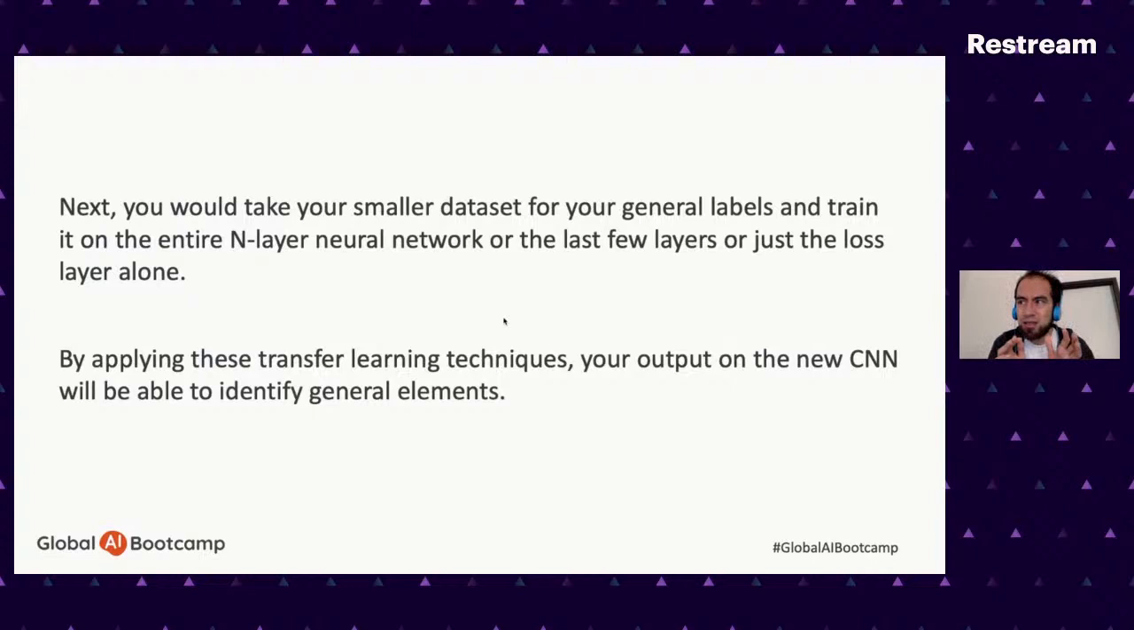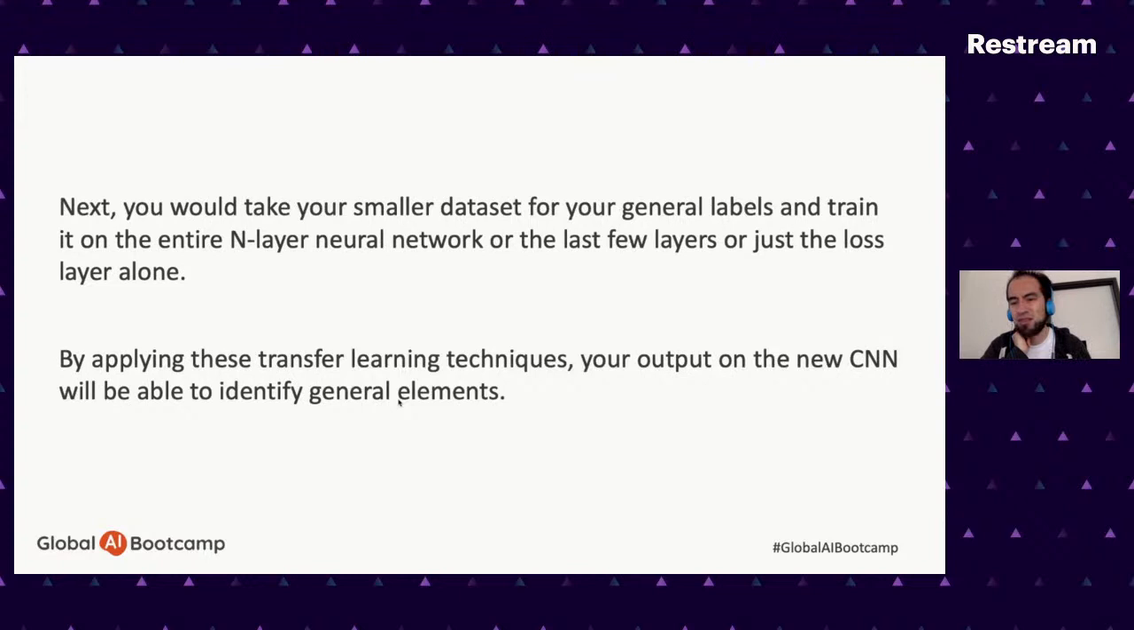Yes. So we don't need a lot of images for this new task. Yes, the images are related with the domain, and also the task is similar. But this new process will reuse the neural network that was created before. Okay, and we just replace the loss layer. The output will be a new convolutional neural network that identifies general elements. We don't require a lot of data, a lot of time, a lot of computational resources.